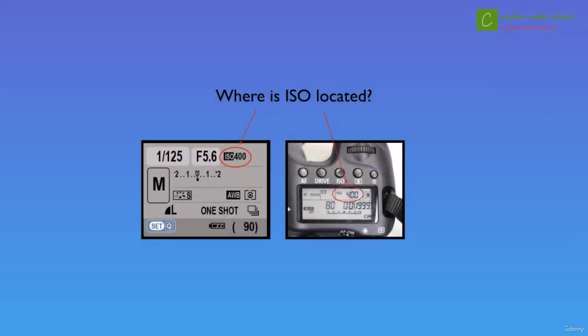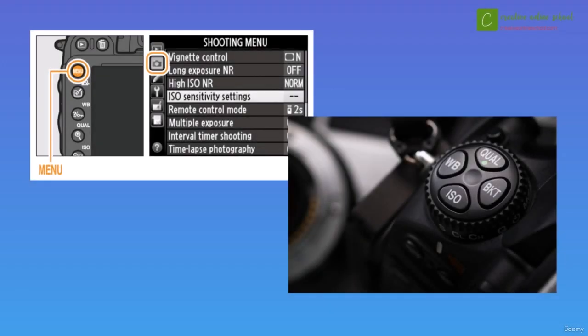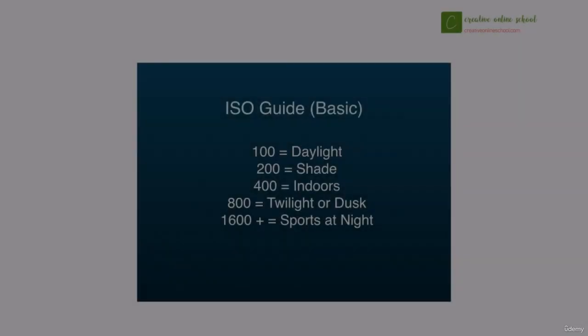Where is your ISO located? Well, if you have a view on the back of your camera, you might see it like the visual on the left. And if you have a view from the top of your camera, it might look like the visual on the right. You can locate it in your menu on some cameras. Other cameras, you might have an ISO button on top of your camera or on the back of your camera.